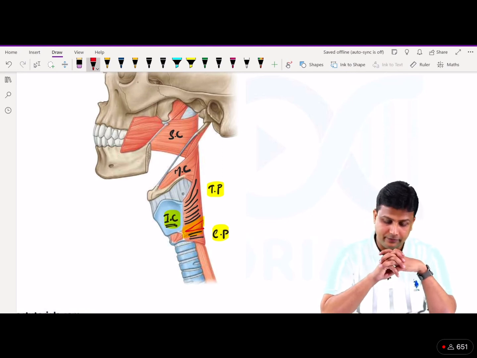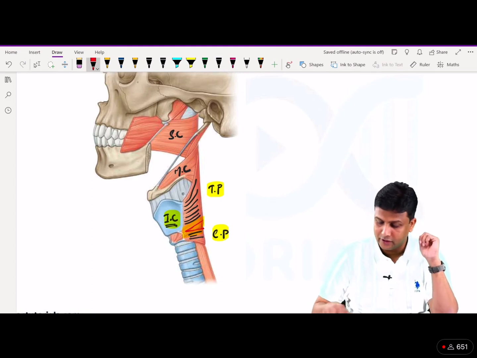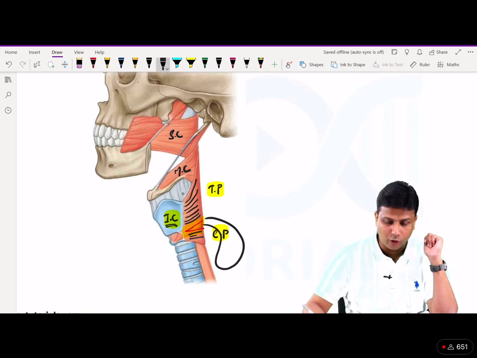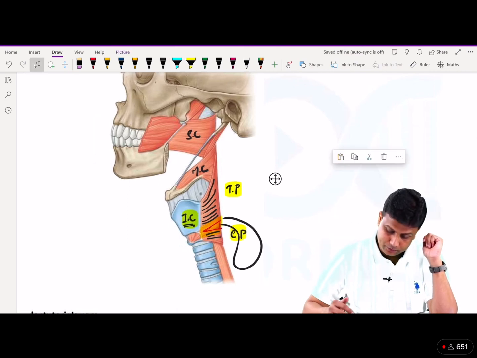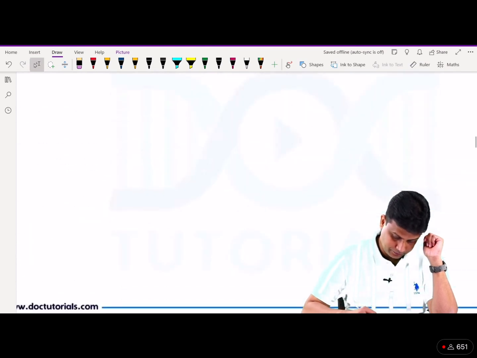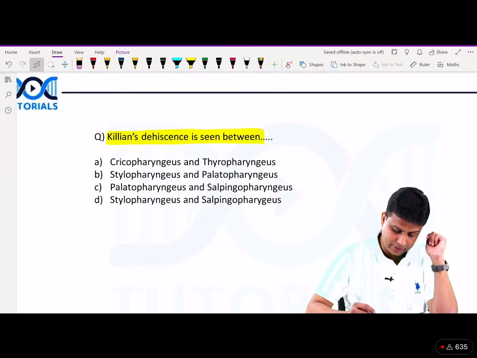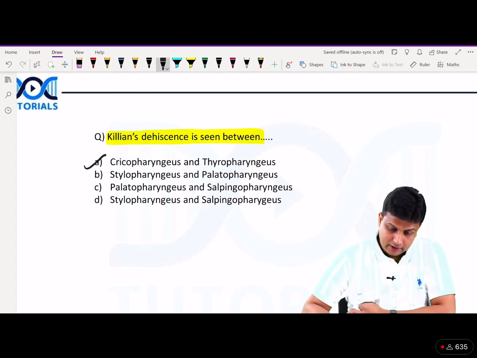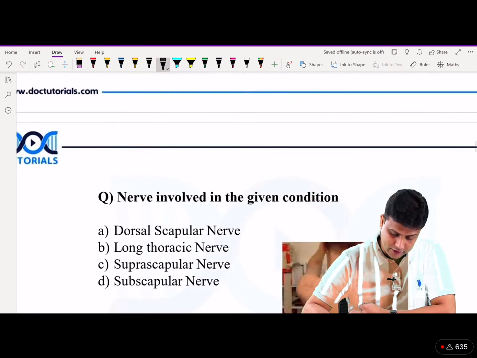The Zenker's diverticulum. So that weak area is nothing but Killian's dehiscence, and the diverticulum that is going to come out from here, the outpouching, that is nothing but the Zenker's diverticulum. So going back to our question here, the Killian's dehiscence is actually between which 2 muscles here? The thyropharyngeus and the cricopharyngeus, guys. Remember this one here. Okay. Next one, guys. So that is one important concept that you have to remember.